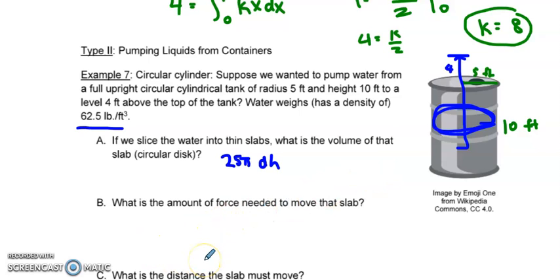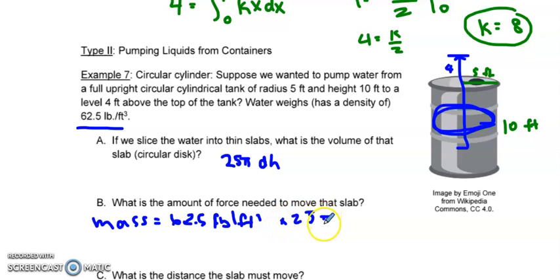Then they want to know how much force is used to move the slab. And if you recall, mass equals volume times density. We got that a couple videos back. We said that density equals mass over volume, so therefore mass equals density times volume. So we're going to have to get mass first because they gave us density. So mass equals density, which is 62.5 pounds per cubic foot, and we're multiplying by volume, which is 25 pi dh.